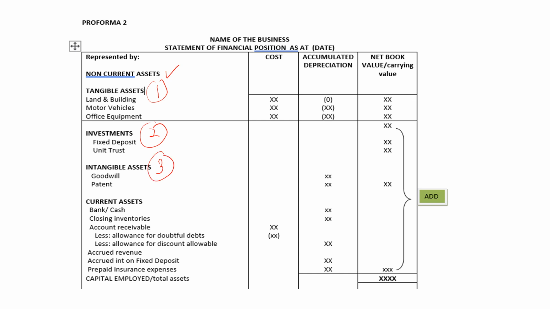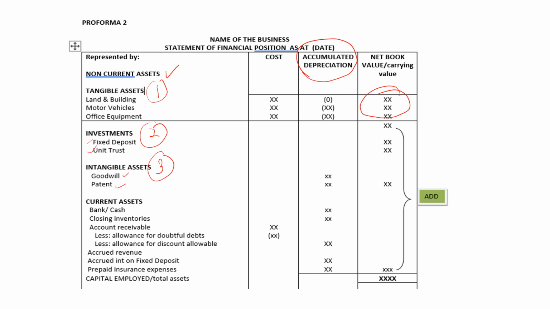For tangible non-current assets, you will calculate accumulated depreciation. Cost, you minus accumulated depreciation, then you will get carrying value. The previous term is net book value. And then you will have your investments, for example, fixed deposit, unit trust. Your intangible assets, for example, goodwill, patents, and trademarks. So you total up. Later you total up.